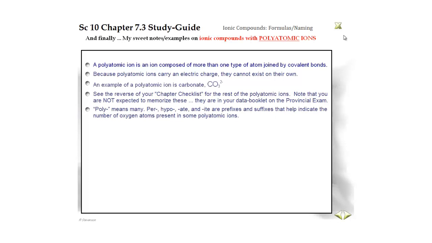Poly simply means many. Per, hypo, ate, and ite are prefixes and suffixes that help indicate the number of oxygen atoms present in some polyatomic ions. For the steps in naming compounds and writing formulas that contain polyatomic ions, see the next page. How exciting.